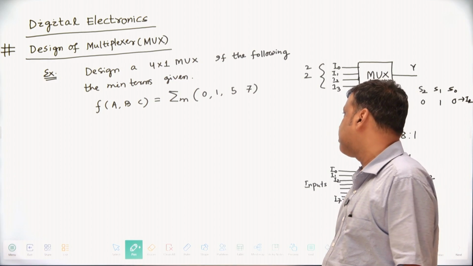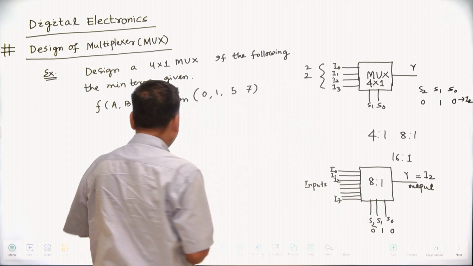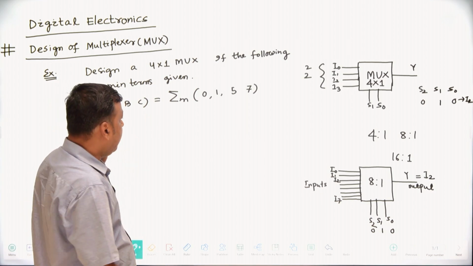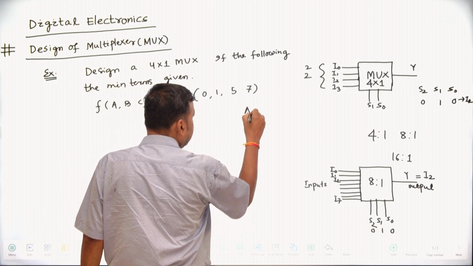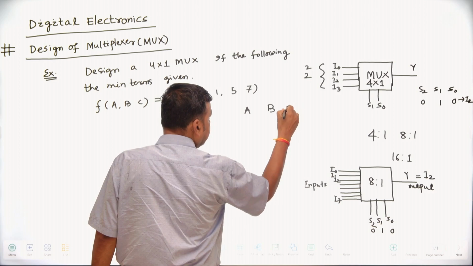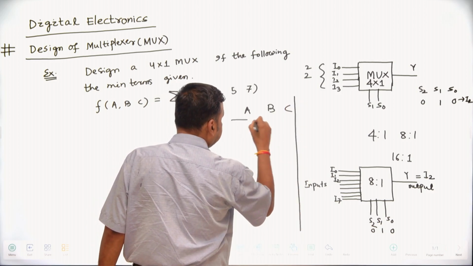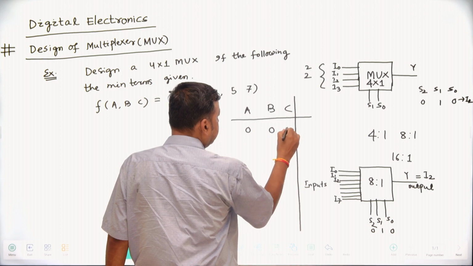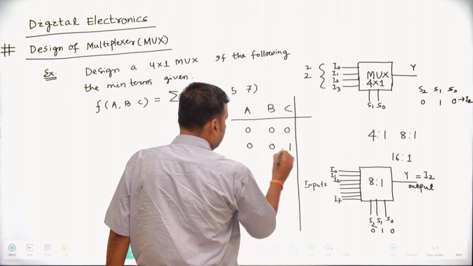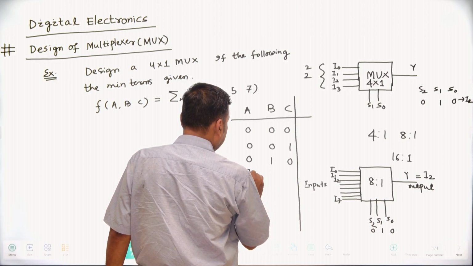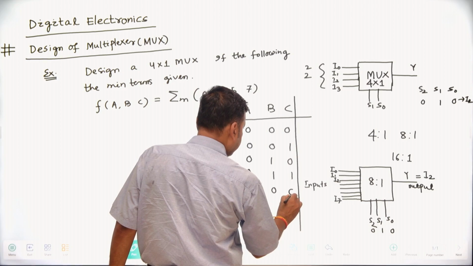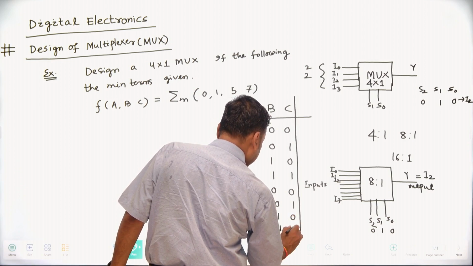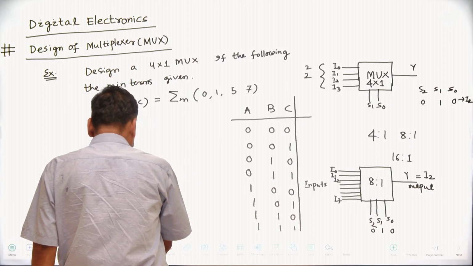The circuit is a 4:1 MUX. The minterms are 0, 1, 5, 7, and it is clearly mentioned how many variables there are. There are 3 variables, A, B, C. Step 1 is to first prepare a truth table. Since 3 variables are given, A, B, C, the truth table has 8 rows, in digital electronics numbered 0, 1, 2, 3, 4, 5, 6, and 7.